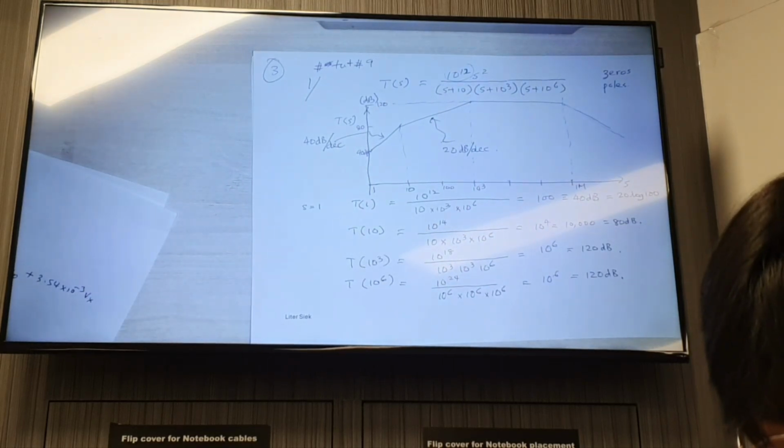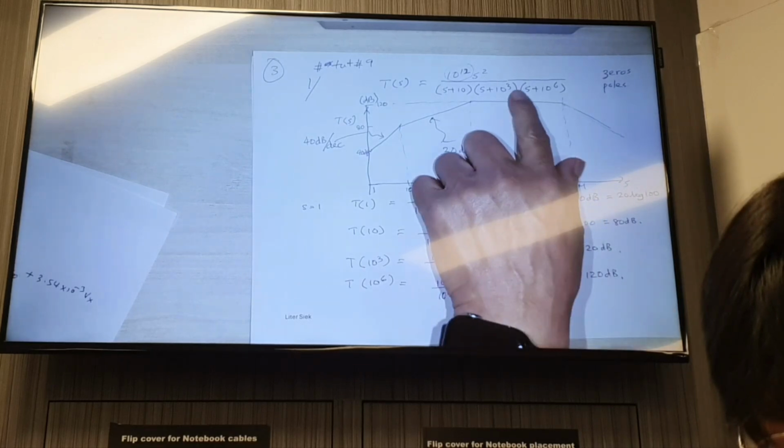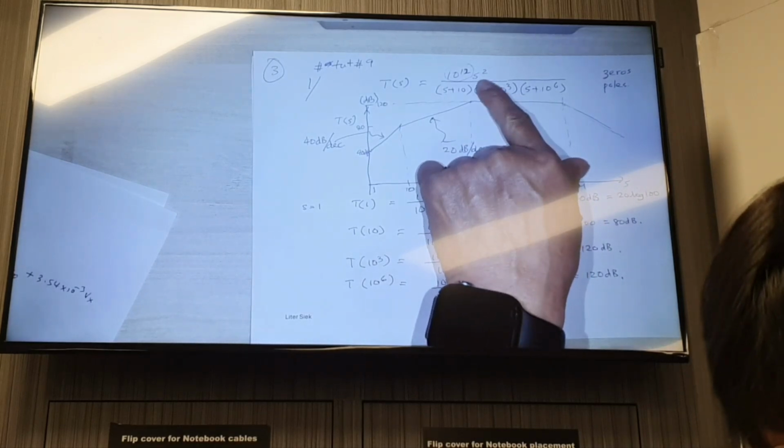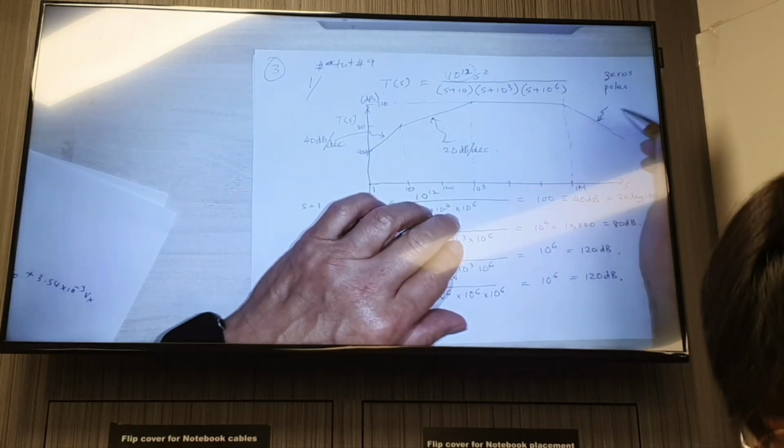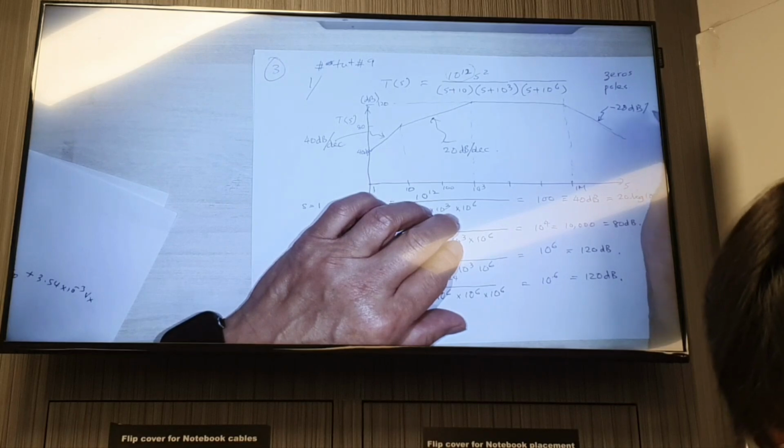So the net will be, there's more poles than zeros. What I do is I read the summary. The summary is usually the most important one. So this would have to go down at minus 20 dB per decade.